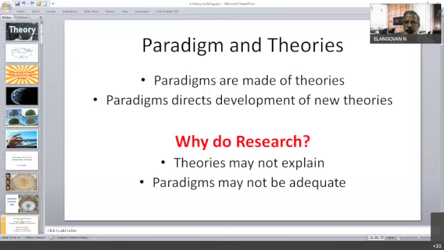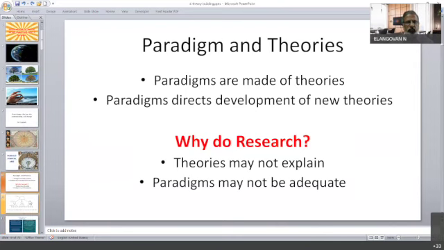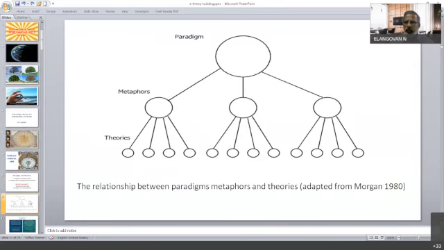Same way, when paradigms are not adequate, paradigm is the sum of all the theories. So when the sum of all the theories is not adequate to explain the phenomena, then again we start doing the research. So we look at how theory and paradigm are connected. As I told you, paradigm is made up of the theories. But the theories may be in small groups.